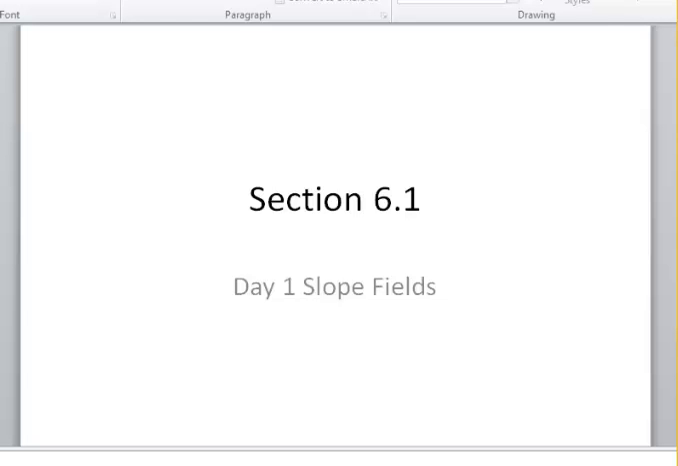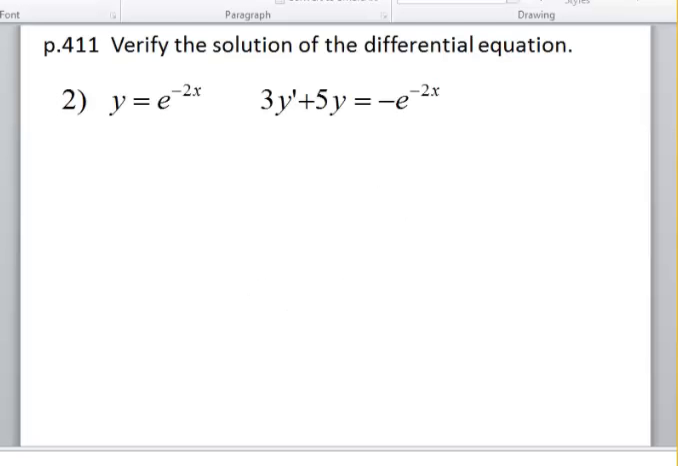Alright, in section 6.1 we're going to talk about slope fields, and today mostly we're just going to be talking about differential equations and proving that something is in fact a solution of those differential equations. We'll get more into the slope fields later. So on this particular problem, we're asked to verify the solution of the differential equation.